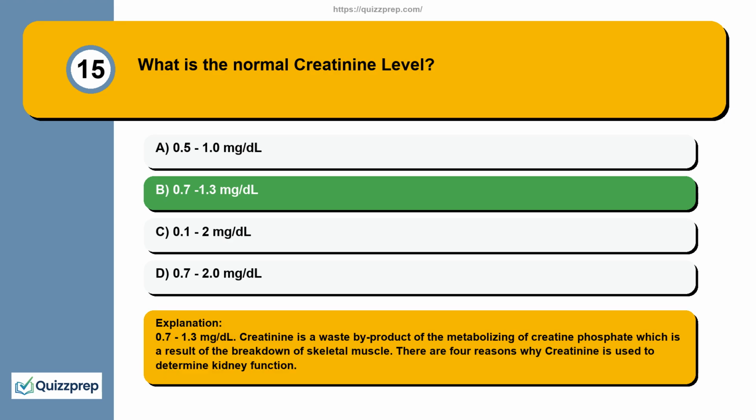0.7 to 1.3 mg/dl. Creatinine is a waste byproduct of the metabolizing of creatine phosphate, which is a result of the breakdown of skeletal muscle. There are 4 reasons why creatinine is used to determine kidney function.